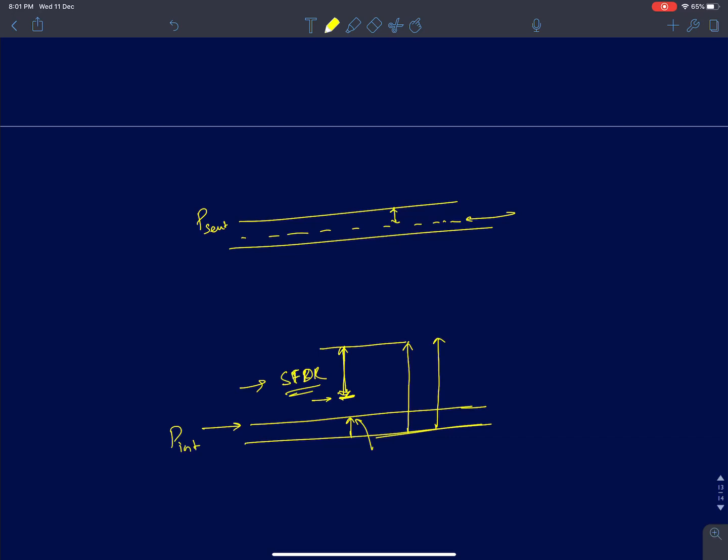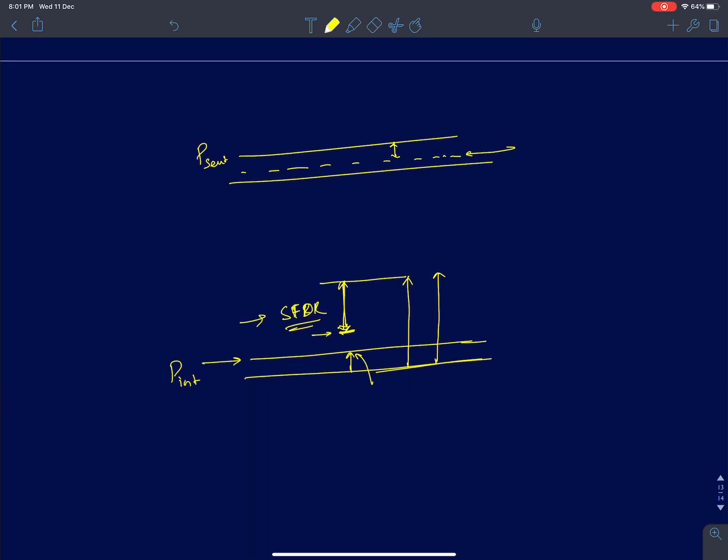Again, I told you this is not in the syllabus, but I just wanted to complete it for the sake of completeness of our discussion that we have been having so far.